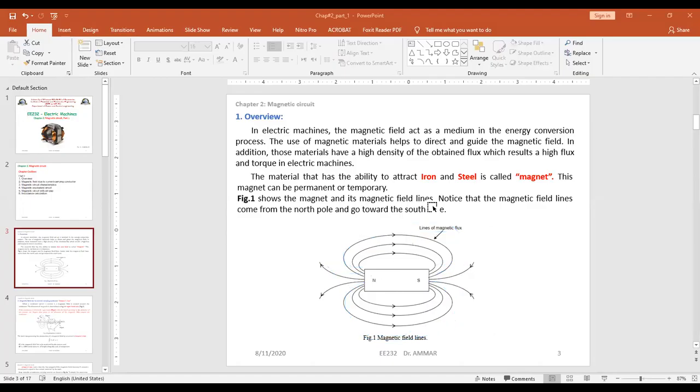So is everything clear concerning this slide before moving to the next one?